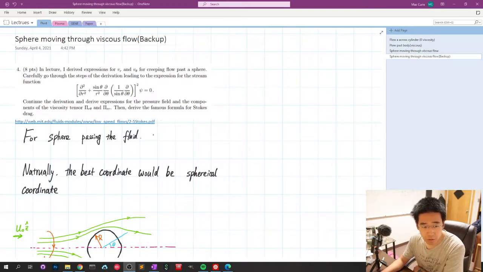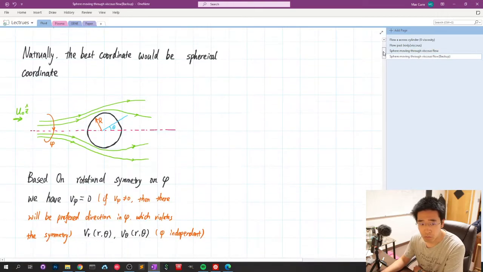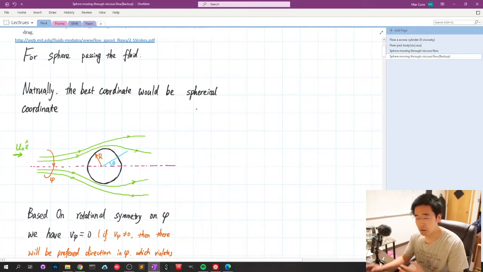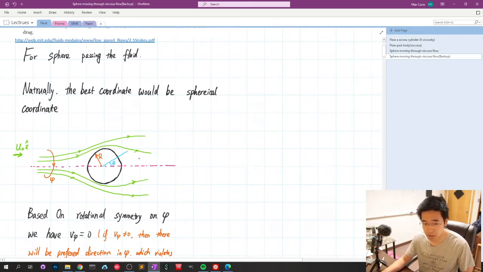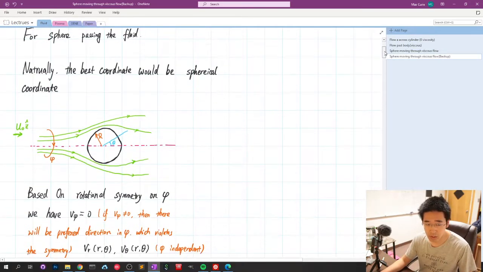Okay, let me run you through the sphere moving through a viscous flow. So the question is set up as such. We have basically a ball going past a fluid which is viscous. Previously, we looked at a ball going past a fluid with zero viscosity. Now we put it into a more realistic scenario.